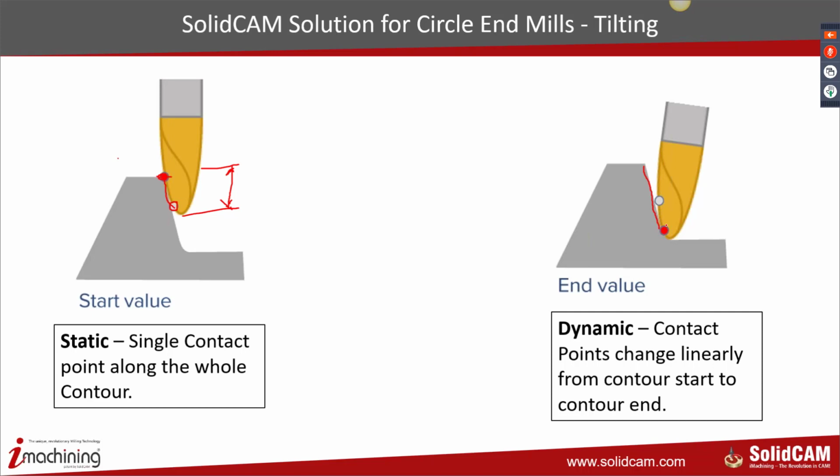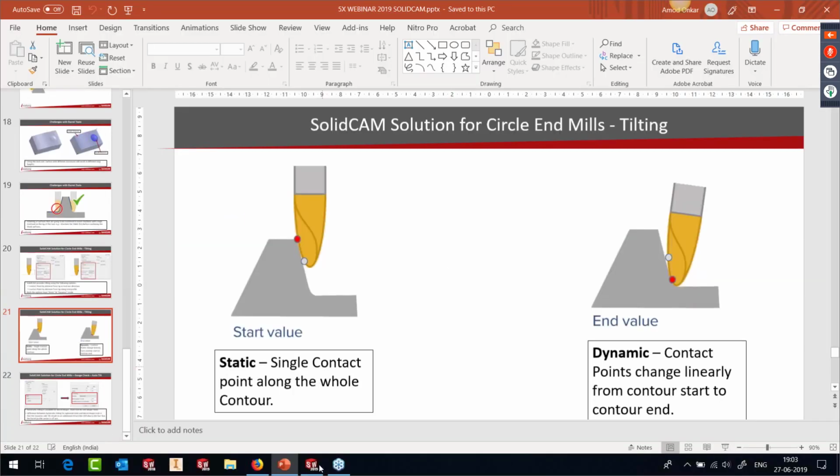The tilt angle changes the contact point. You start off with contact point, and you end with the last contact point. This is what dynamic contact point is: over the profile, start with the end of the point. Okay, let's look at all the files for circle.